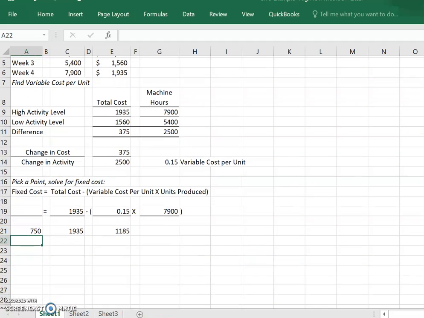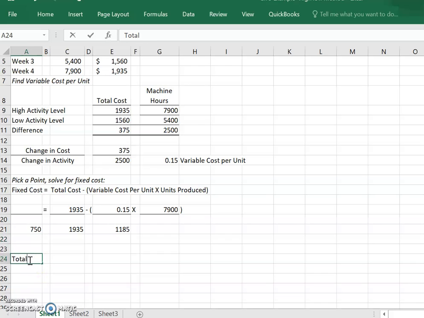Therefore, I can rewrite my cost equation to say my total cost is going to be equal to, that's a plus sign, my fixed cost, which I now know is $750, and I'm going to add that to my variable cost times my activity level, which we will call X. Therefore, at any point of activity, I can figure out what my total cost is.